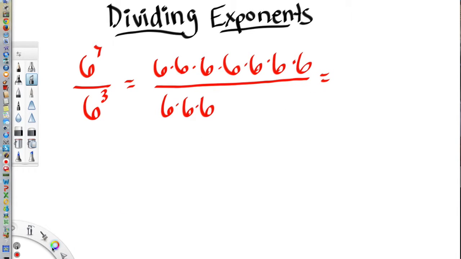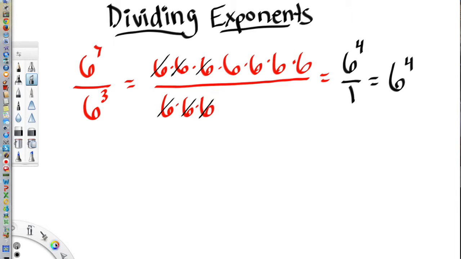Well, if you know anything about simplifying fractions, you want to clean this up a little bit. Okay, I can factor a 6 out here and a 6 out of here. I can factor a 6 out of here and a 6 out of here. And I can factor a 6 out of here and a 6 out of here. And I'm left with 6 to the 4th power over 1, which is really just 6 to the 4th power.